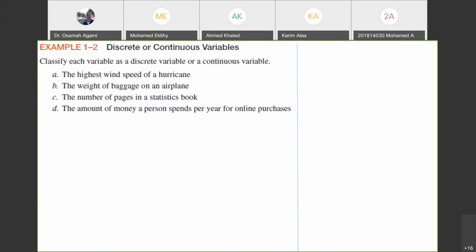Can you classify each variable as a discrete variable or continuous, please? Use your chat. Chat it for me, please. The first one: the highest wind speed of a hurricane.